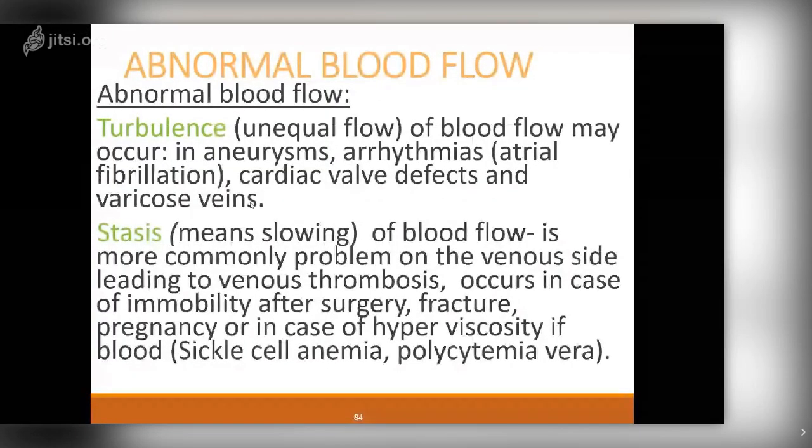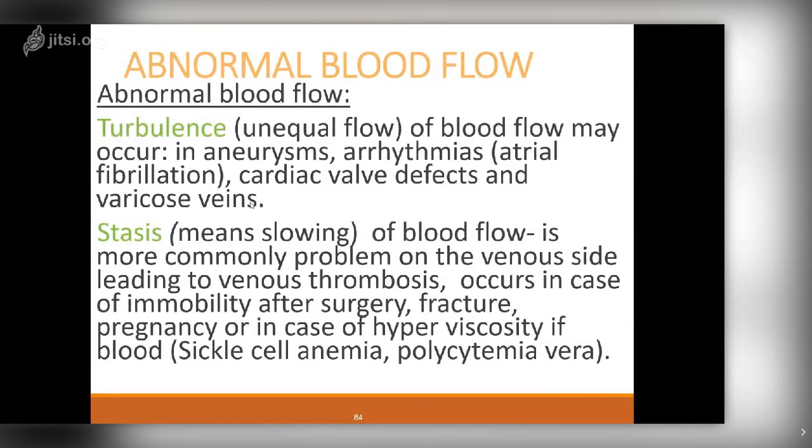Next point in Virchow's triad, abnormal blood flow. Two types of abnormal blood flow we should mention here. Turbulence of blood flow and stasis, slowing down of blood flow. Both of them may predispose to thrombus formation.